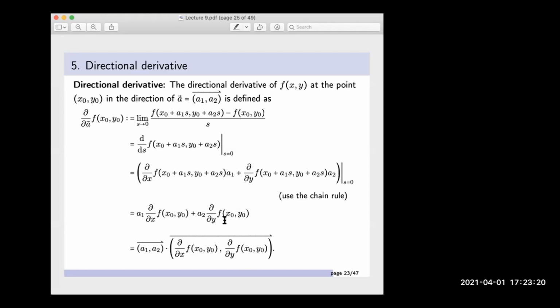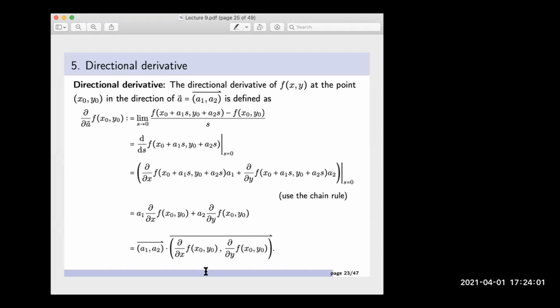This is the directional derivative. It's the derivative in the direction a. So any direction has two components, a1, a2, in the two-dimensional space. Okay. So you can further equivalently write this as a product between two vectors. It's the vector a times another vector. This other vector has two components. The first component is the partial derivative in x. The second component is the partial derivative in y. So you have a dot product between two vectors.